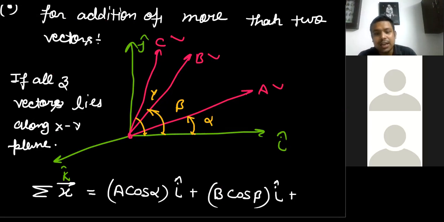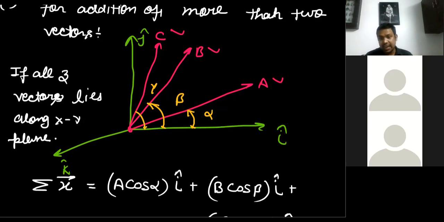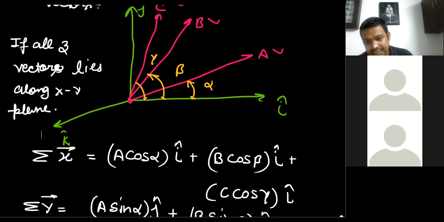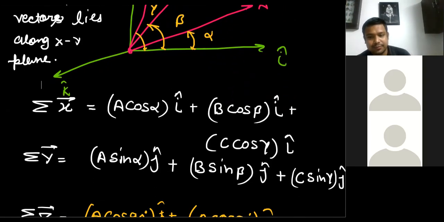First of all, write the x component of all three vectors. The component of vector A along the x direction, or i cap, can be written as A cos alpha i cap. Similarly, the x component of vector B along i cap is B cos beta, and the component of vector C along i cap is C cos gamma i cap. Clear, my dear friends? Is it clear? Yes, sir.